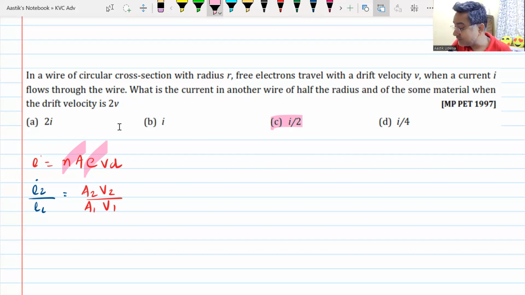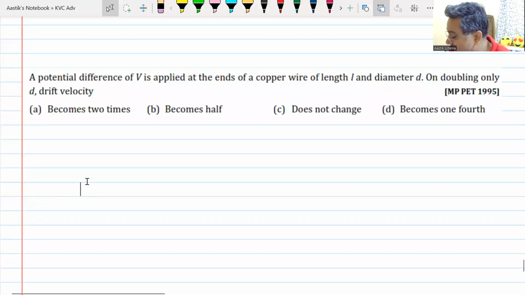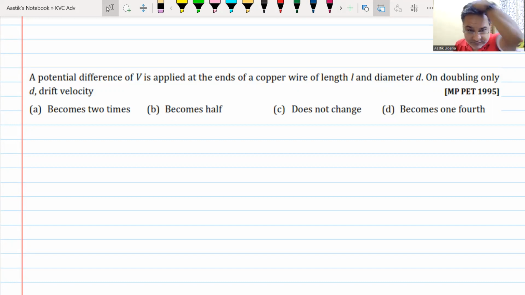Next question arrives in style. A potential difference of V is applied at the ends of a copper wire of length L and diameter D. On doubling D, the drift velocity becomes? So, the potential difference is the same, the length of the wire is the same. What happens to the drift speed? I is equal to NAeVd. Current I does not change. Do we understand this? The length of the wire is not changing.